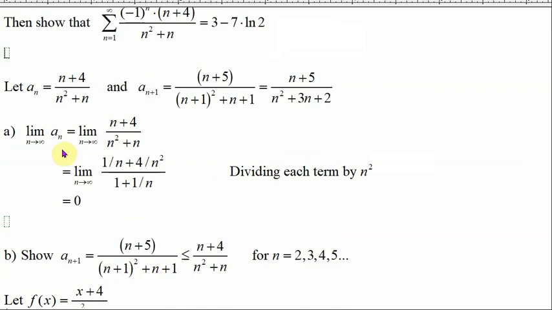First we'll show that the limit of a sub n as n approaches infinity is equal to 0. So here's a sub n, and then we just divide each term by n squared. Then we get 1 over n plus 4 over n squared in the numerator, and 1 plus 1 over n in the denominator. As n approaches infinity, each term in the numerator approaches 0, and 1 over n approaches 0 also, and so we get 0.